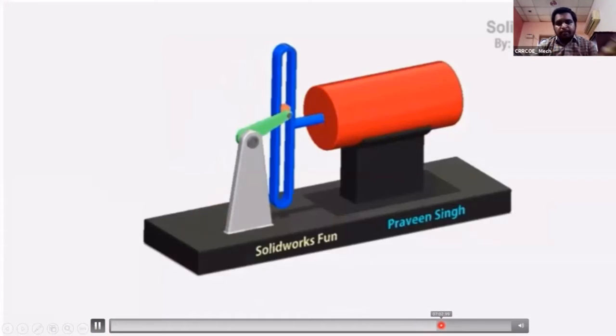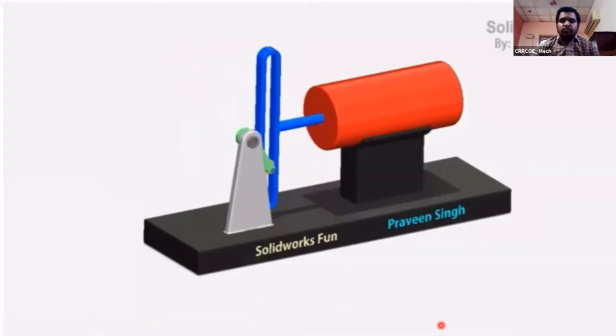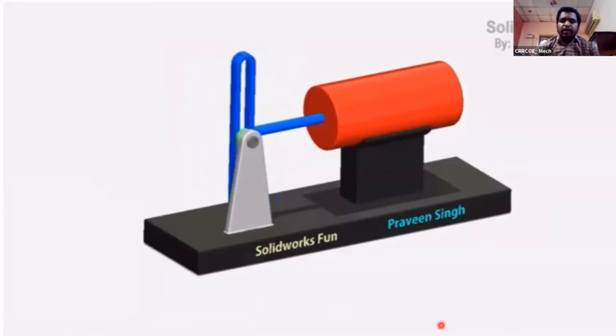Next one is the Scotch yoke mechanism. This is used for converting the rotary motion into reciprocating motion by using crank and slider mechanism.